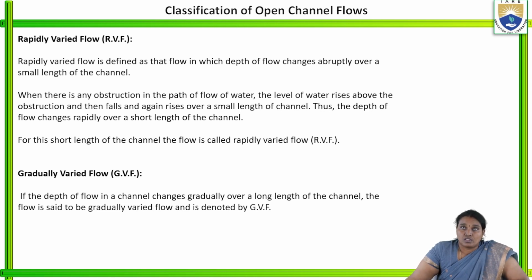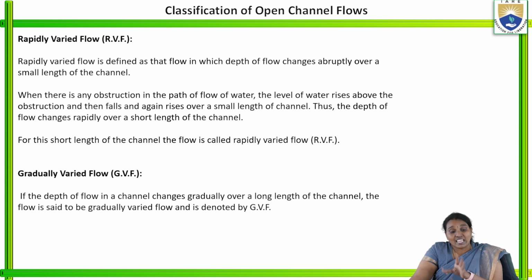Coming to rapidly varied flow and gradually varied flow: whenever within a short length the variation occurs, such type of flow is known as rapidly varied flow. Rapidly varied flow is defined as that flow in which the depth of flow changes abruptly over a small length of the channel. So within a short length of the channel, the flow is varying rapidly.